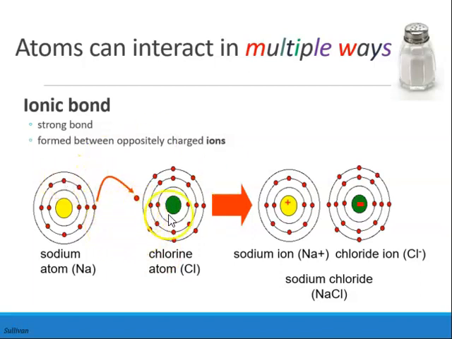So this forms a very strong bond between the two atoms called an ionic bond. The positively charged sodium ion will donate one of its electrons to the negatively charged chloride ion, forming sodium chloride, also known as salt or table salt.